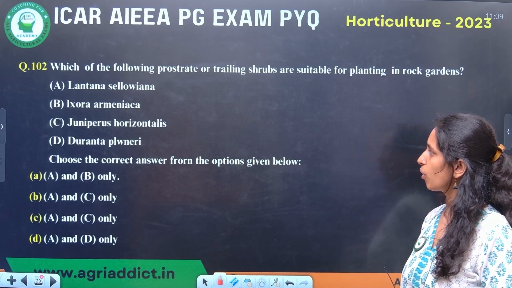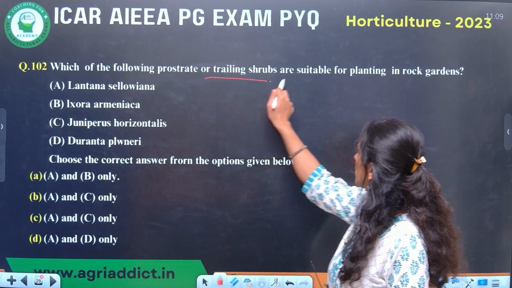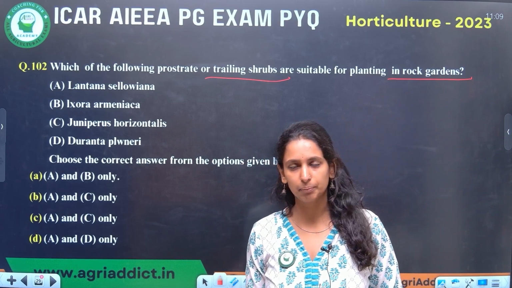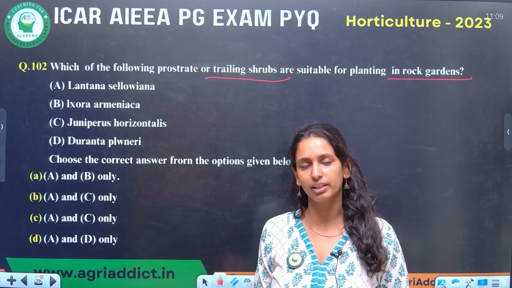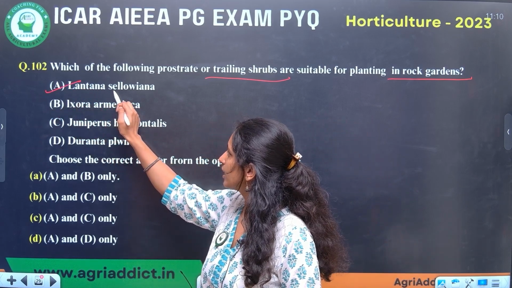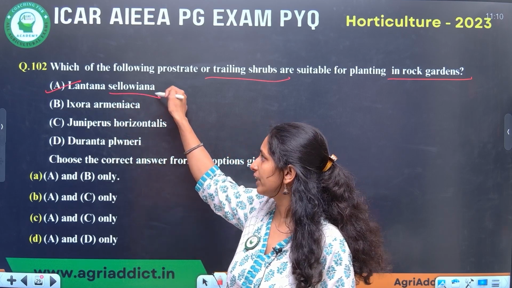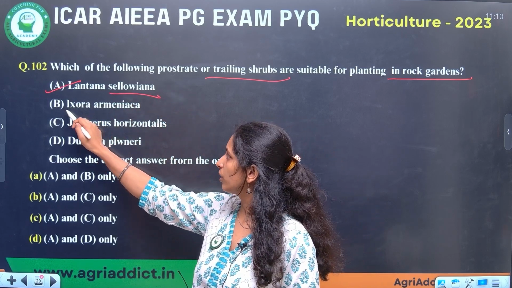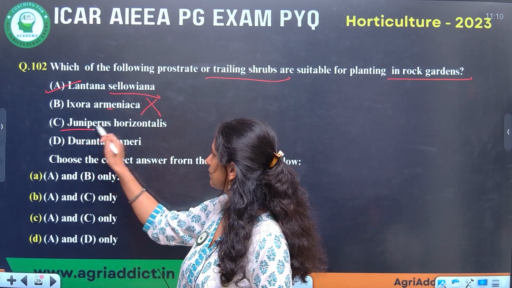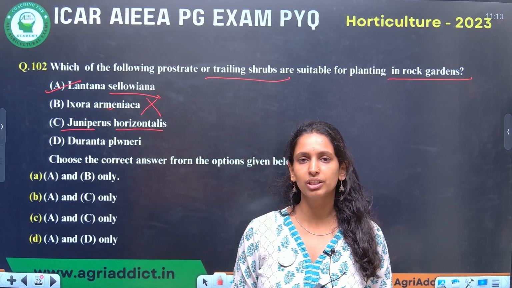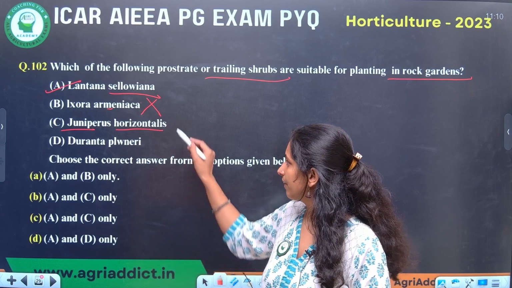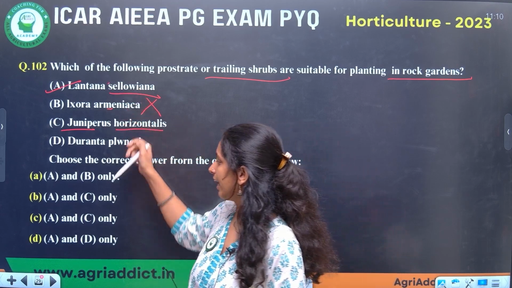Next question, which of the following prostrate or trailing shrubs are suitable for planting in a rock garden? Rock gardens are gardens having plants which use less water or are suitable for the arid climate. In this, A, Lantana sellowiana. This is very much suitable for dryland condition. And next, Ixora. This is not a dryland shrub. And Juniperus horizontalis. Junipers usually require less water. They grow on the hilly slopes, so they require very little water. So the answer is A and C.